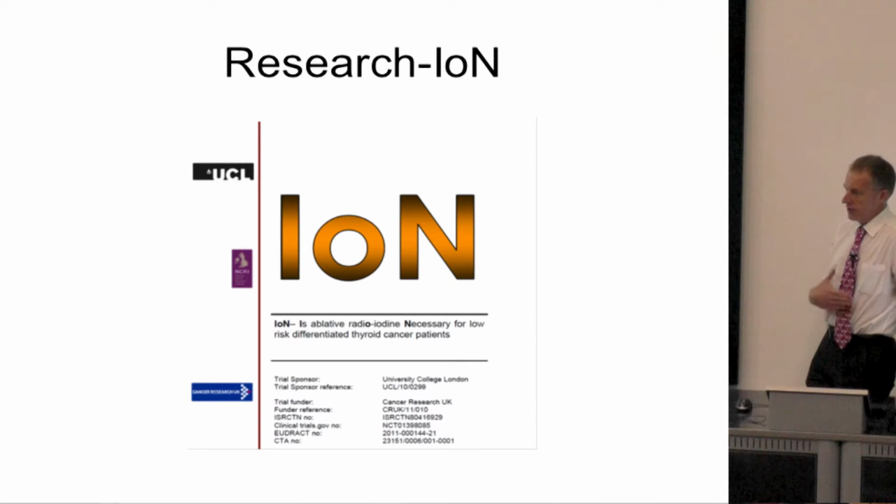So this happens in lots of cancers. We establish what effective treatment is and then realise that actually we can probably risk stratify patients better and identify a group of patients who actually have very low risk of problems and who may not need the treatment. So ION is a trial that we're one of the UK centres for that's investigating whether there's a group of low-risk thyroid patients who actually don't need to have radioactive iodine and who we can avoid treatment altogether.